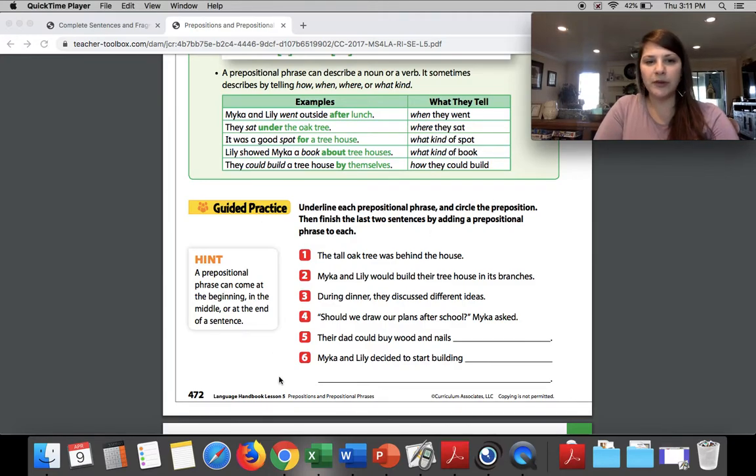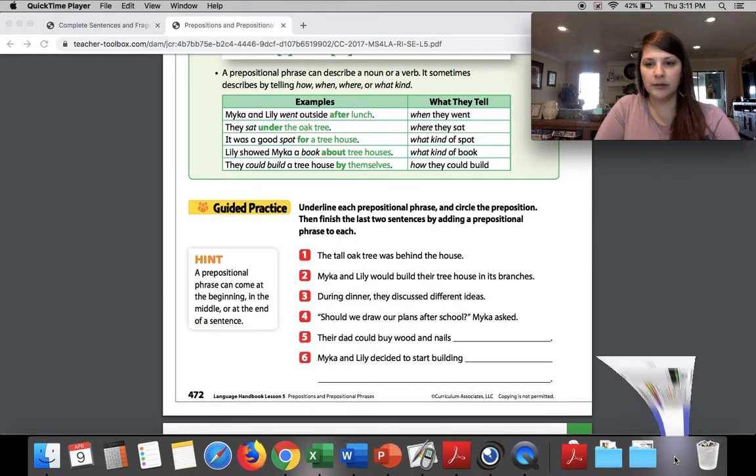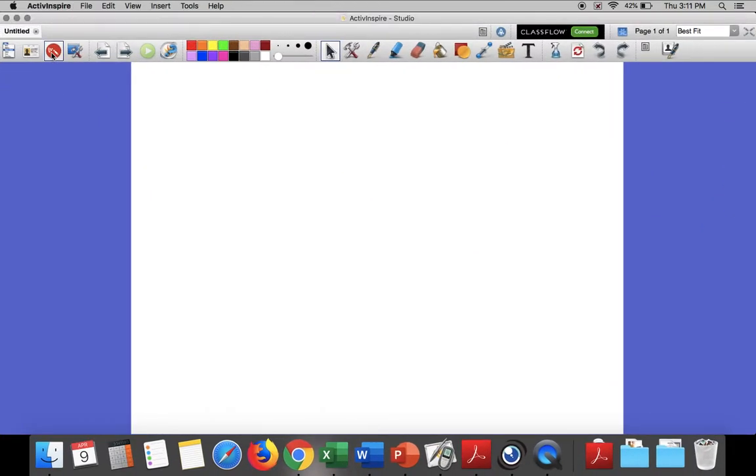So before we move on to the guided practice, let's look at our hint. A prepositional phrase can come at the beginning, middle, or end of a sentence. Underline each prepositional phrase and then circle the preposition. Then finish the last two sentences by adding a prepositional phrase. Okay, let me pull up my Active Inspire so I can write on my page.